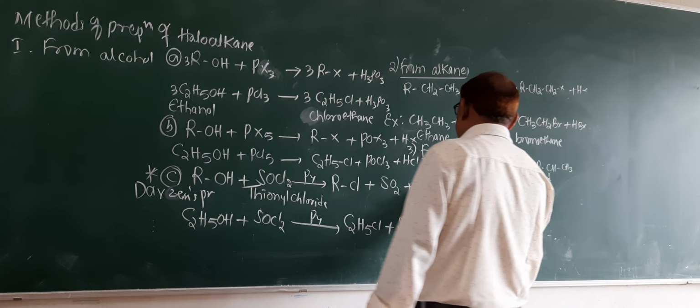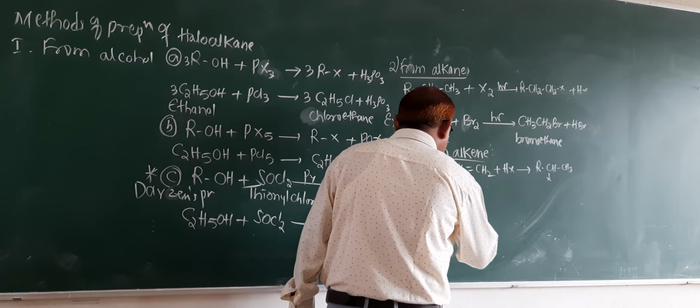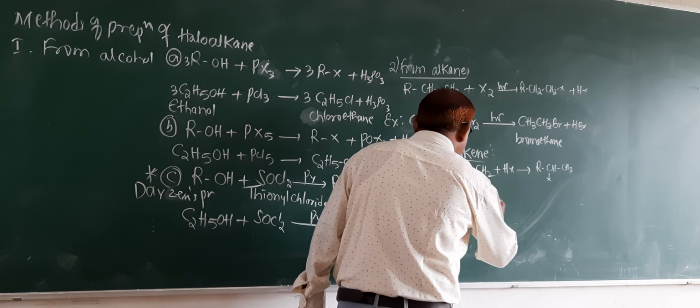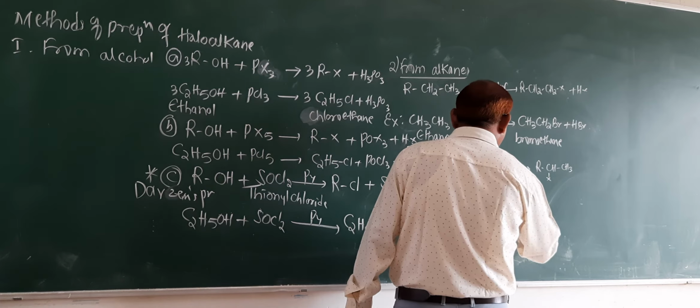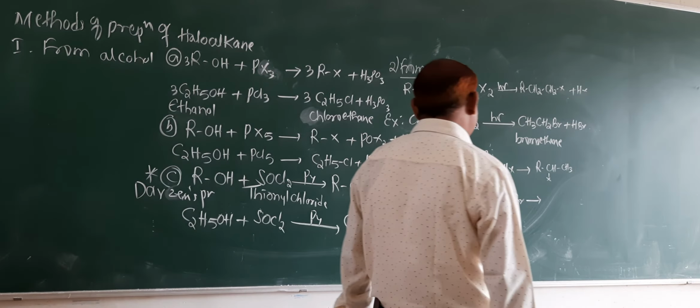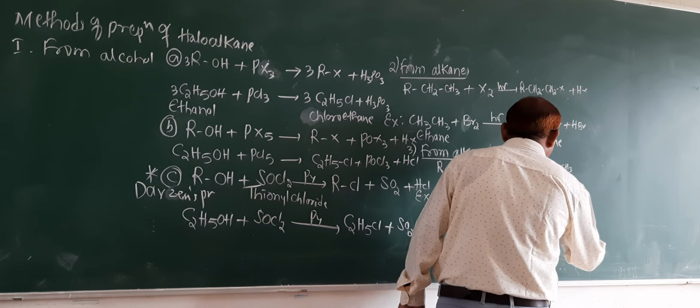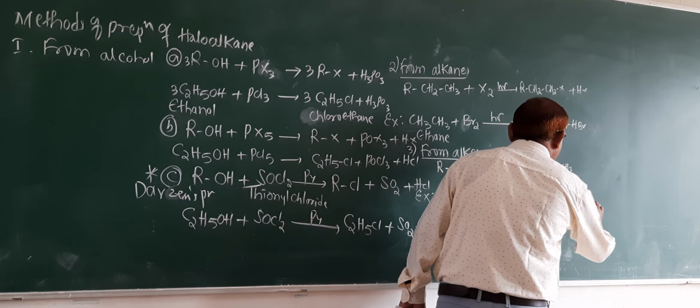I'll take an example, then I'll ask you to recall one rule. CH3CH double bond CH2 is the compound you have taken, and you added hydrogen bromide without any catalyst. What will you expect? CH3CHBrCH3.